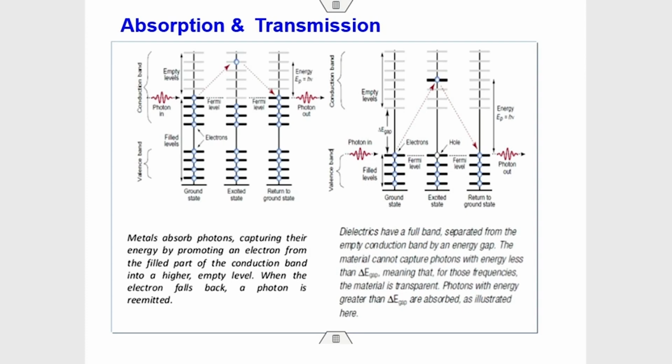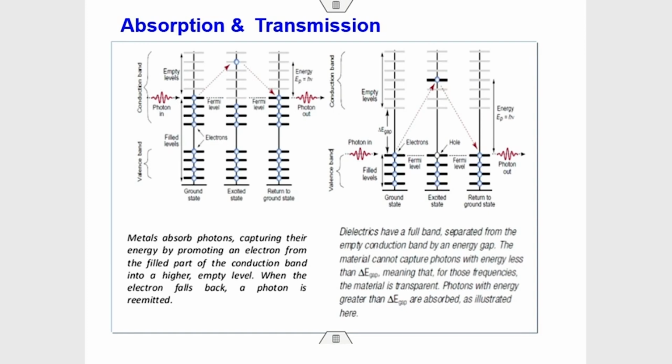capturing the energy by promoting the electrons from a filled part of the conduction band to a higher empty level. That is what happens. If you put in a photon, this electron will absorb the photon and go to the higher part of the conduction band. And when the electron then falls back, a photon is emitted. That is what you see here. That is the interaction when it absorbs and re-emits. The emission energy will be the same as the decrease in energy because of this jump from the higher to the lower level.